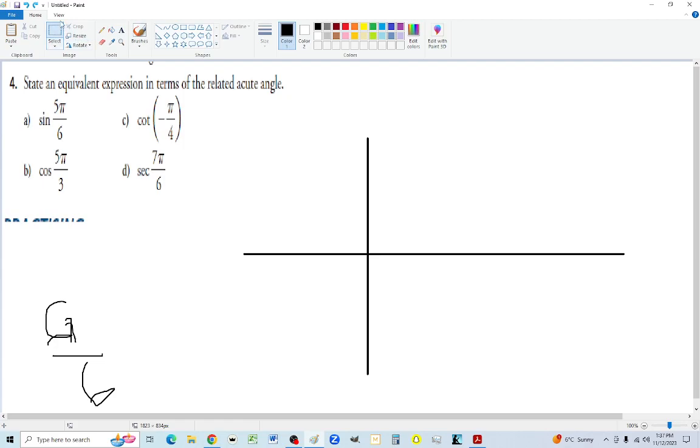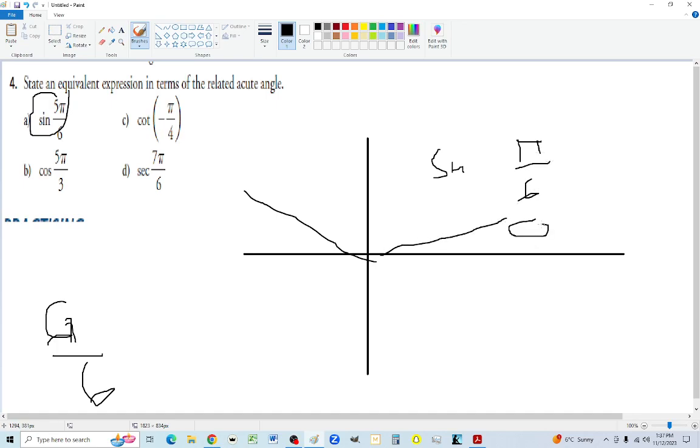So an equivalent expression, I want an equivalent expression in terms of the related acute angle. So since sine is positive here, it's the same as sine of pi over 6, because pi over 6 over here is positive as well, thanks to CAST. Now, here's the trick. Cosine, we've got to figure out where that is and what sign would go in front of it if it was an acute angle.